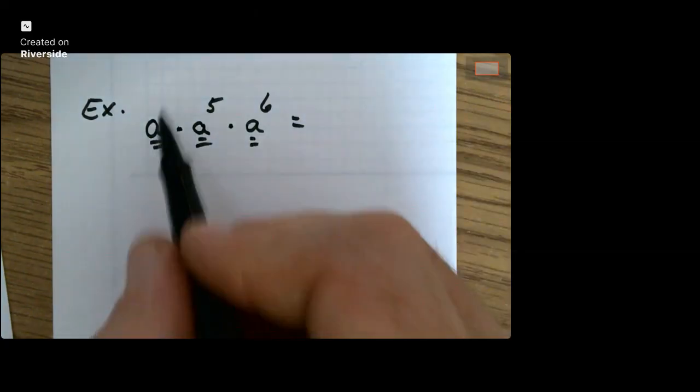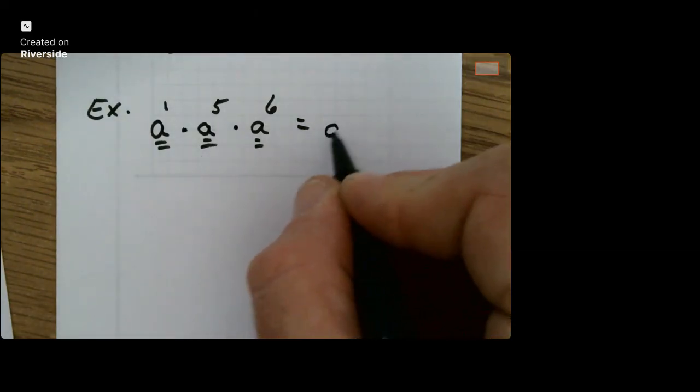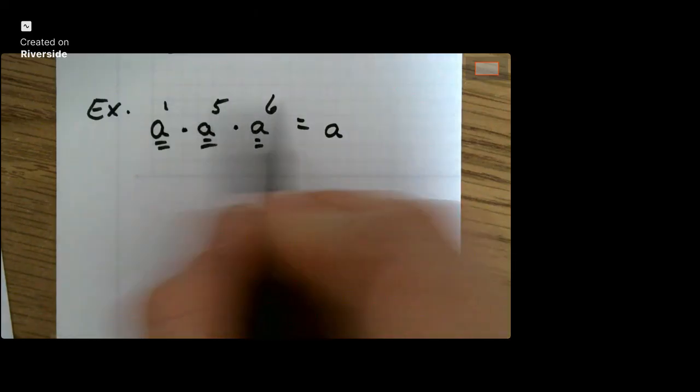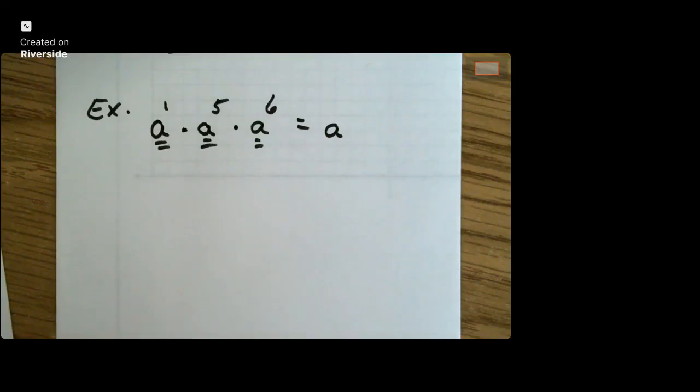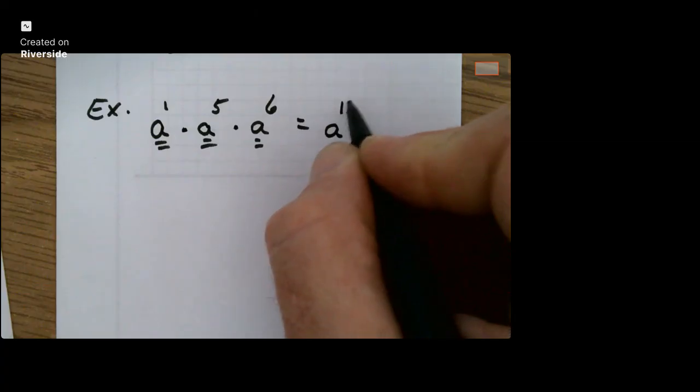And you might say, well, this is not a power. It doesn't have an exponent. Well, let me let you in on a little secret: every single thing in the world, every number, every letter, every variable, has an exponent. If it doesn't have an exponent shown, it's automatically a 1. So it does have an exponent. So power times a power times a power with the same bases. Again, we pass that common base along to our answer, and we add the exponents. So we're going to take 5 plus 1 plus 6, any order, doesn't matter. We're going to get a to the power of 12.